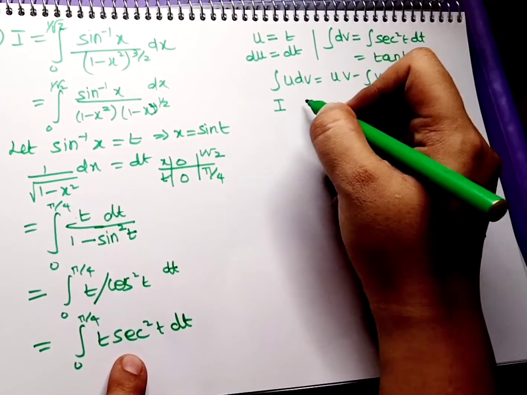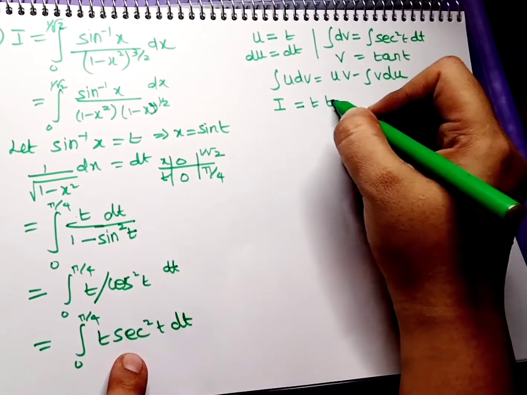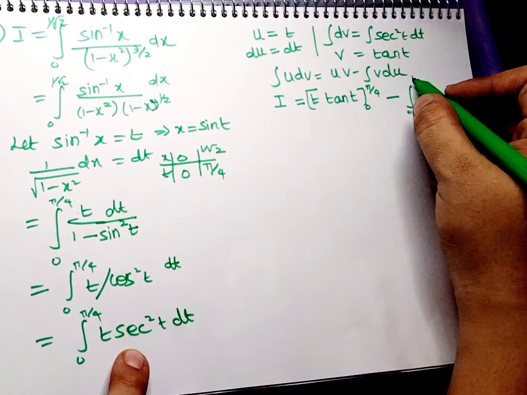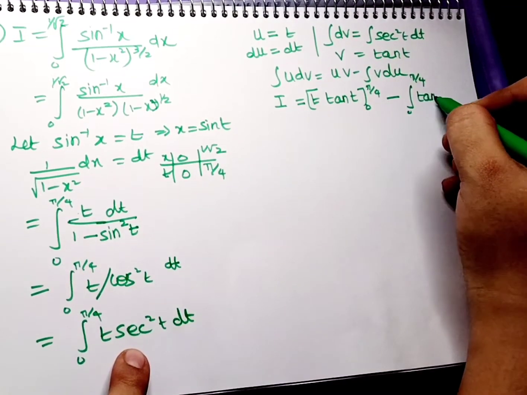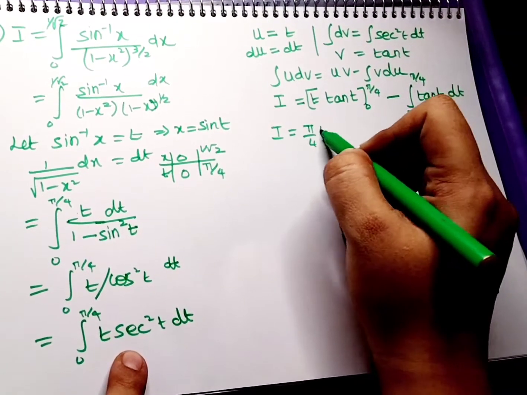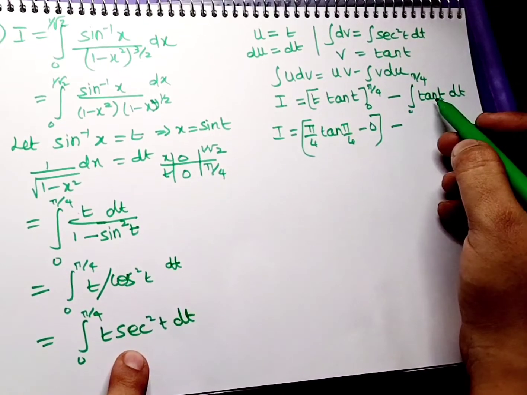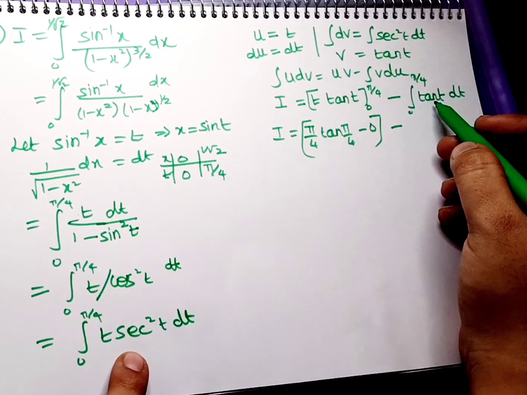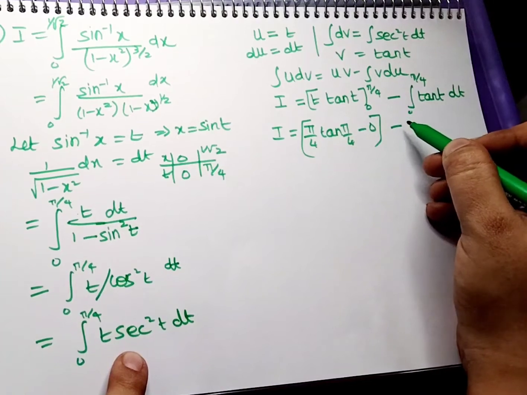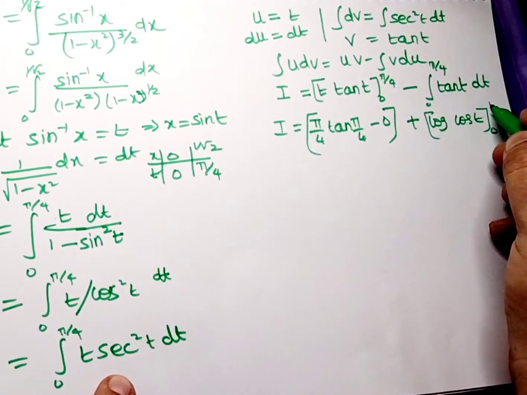So here the question we have taken as I, u is t, v is tan t. So t into tan t with limits 0 to pi by 4, minus integral 0 to pi by 4, v is tan t and du is dt. Upper and lower limits, so I is equal to pi by 4 into tan pi by 4, 0 into any number is 0, isn't it? Minus integration of tan, either you can write minus log cos t or plus log secant t. So we will use minus log cos, so minus into minus plus log cos t, and we have the limits 0 to pi by 4.